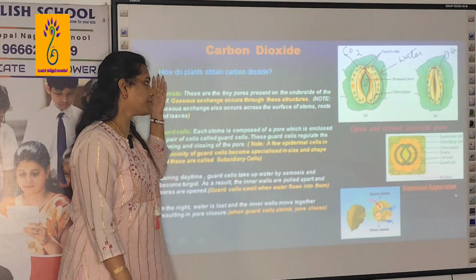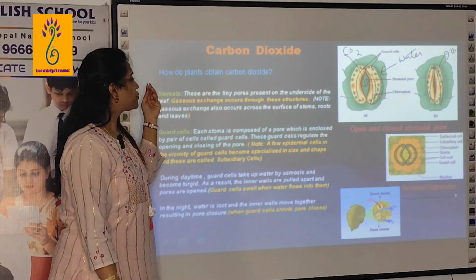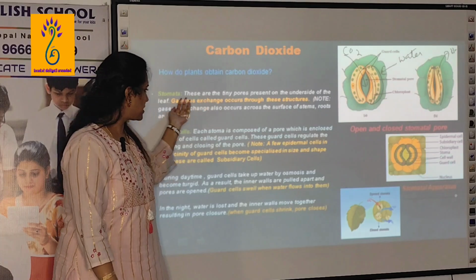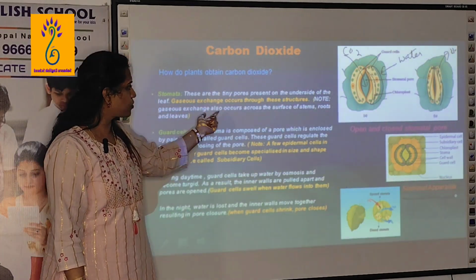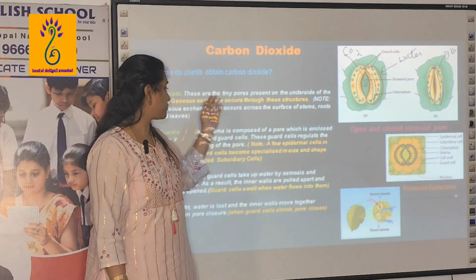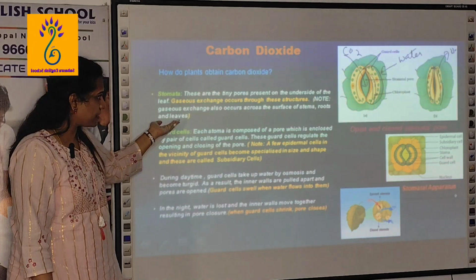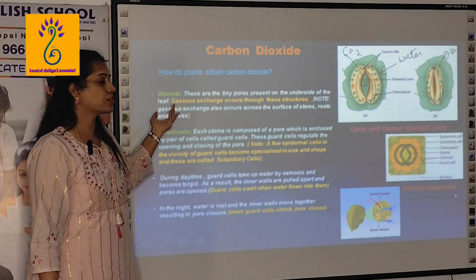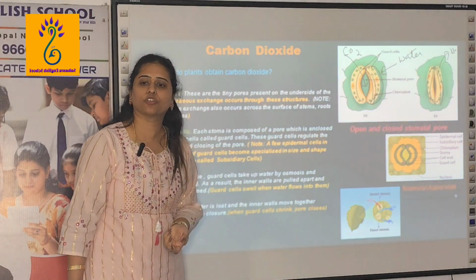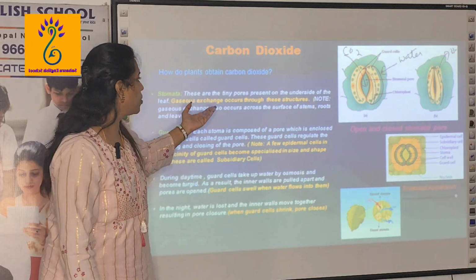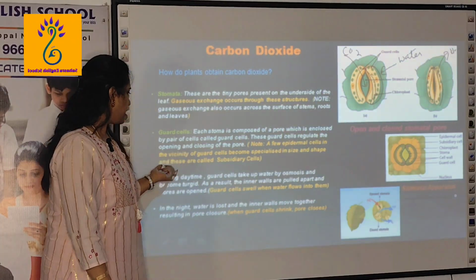Stoma is singular, stomata is plural, children. That's all. Stomata are not only present in the leaf, they are also present on the surface of stems, roots and leaves for gaseous exchange. So the gaseous exchange also occurs in stems, roots and leaves.